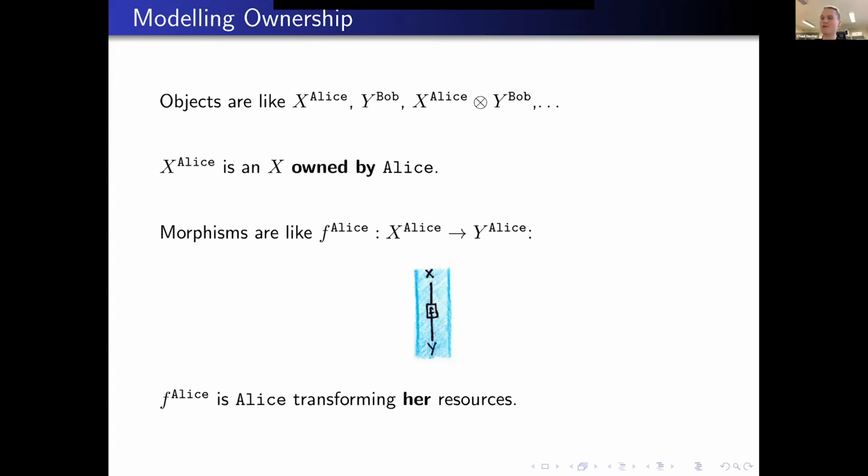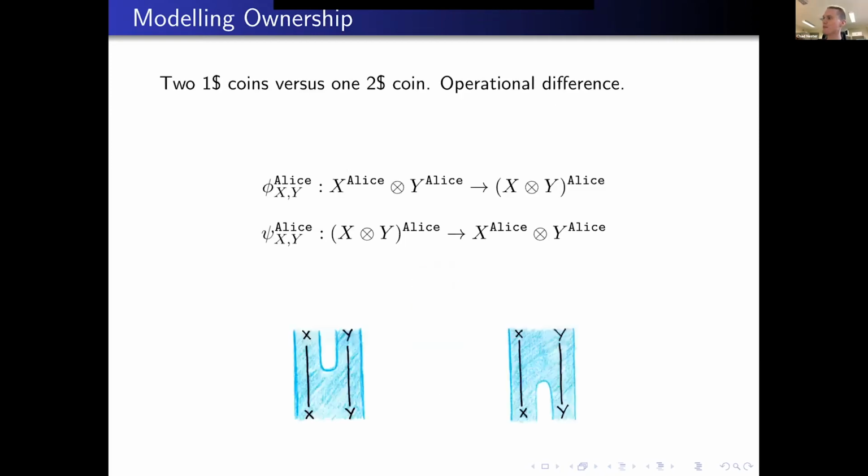The idea being that anything you can do to resources, you can do to resources that you own. That's what ownership means. And a blue morphism will be Alice transforming some of her resources, as opposed to just a resource transformation happening. Something that we've already introduced in doing this is a difference between Alice having an X and Alice having a Y, and Alice having an X and a Y. It's sort of a silly formal difference, but we have to mediate it.